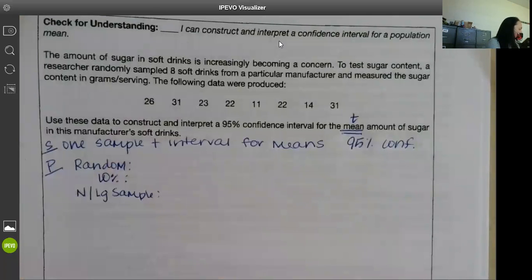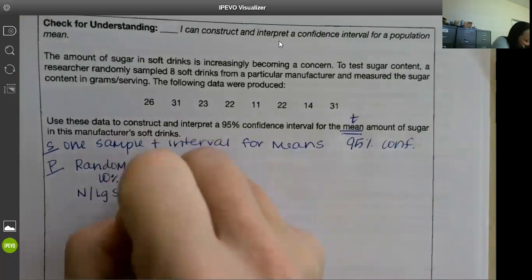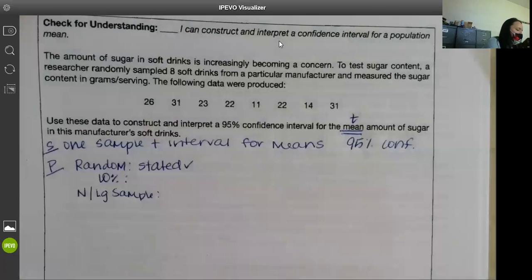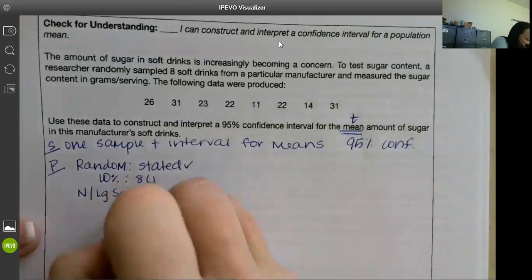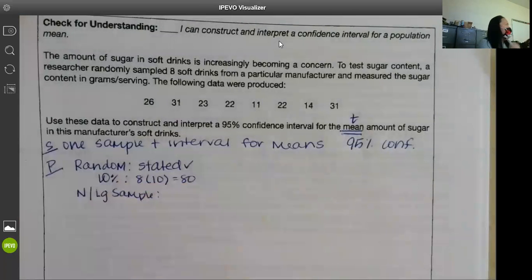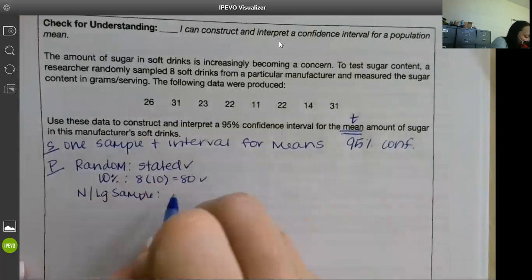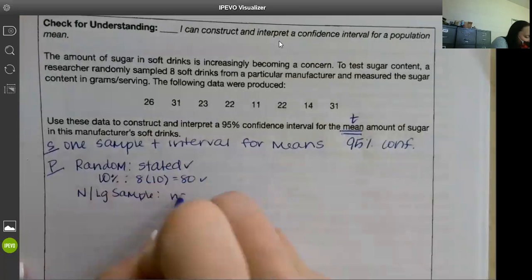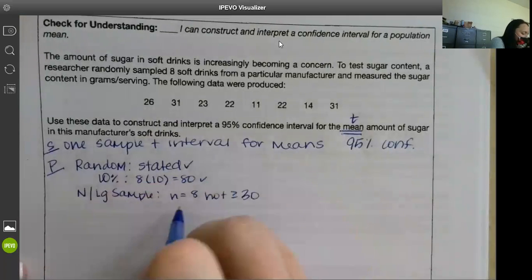All right. So is it random? Why? It's stated in the problem. 10%. How many samples did we take? 8 times 10 is 80. Do you think there are more than 80 soft drinks in the population? Yes. But our large sample, n equals 8, which is not greater than or equal to 30. So we have to graph.